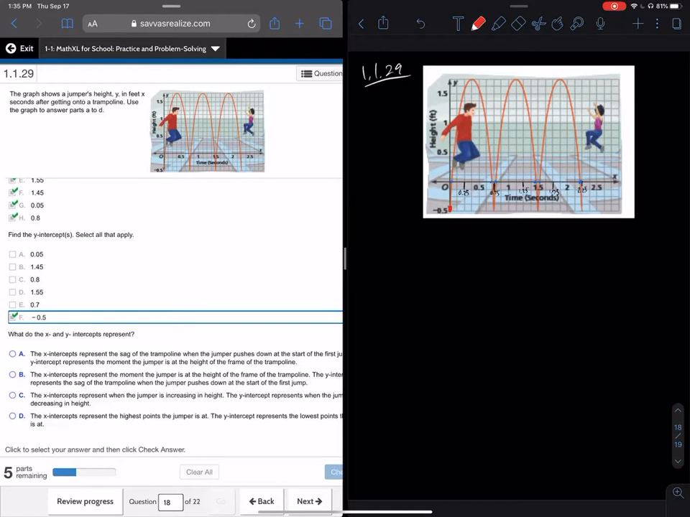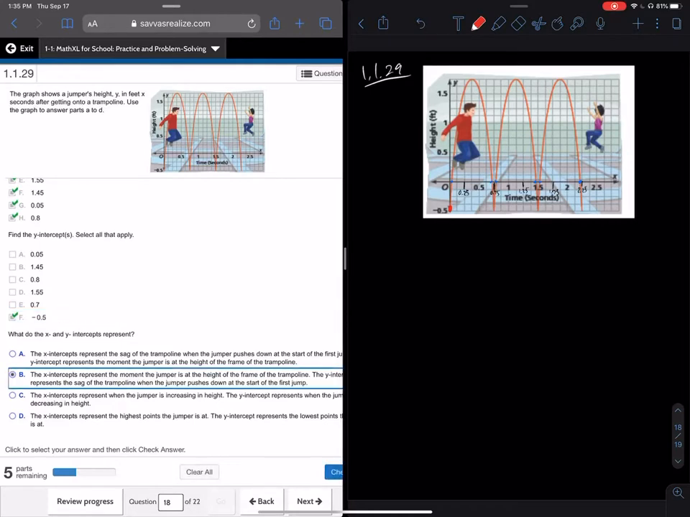So my y-intercept, that negative one, is kind of when the trampoline's bearing my weight. It's going to go below its normal position. And then as I jump, obviously the trampoline's going to go back to where it is until I land and push that back down. So my x-intercepts, they're not going to represent the sag, not part A. Represent the moment the jumper is at the height of the frame. So that looks like it's a possibility. When the jumper is increasing in height, that's not going to work, and the x-intercepts represent the highest point the jumper is at. Well, the highest point would be at the peak of my curves.